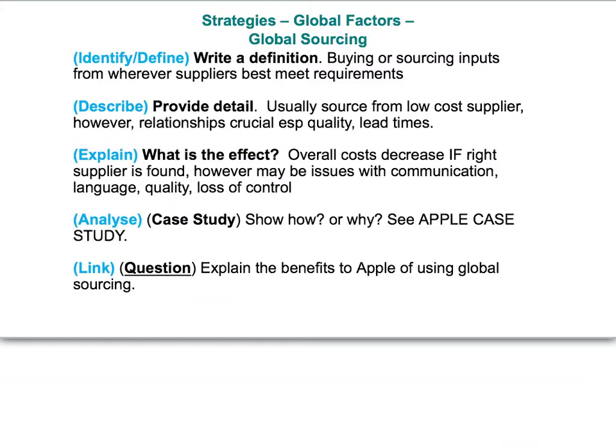Remember, when you're dealing with a country from overseas, the time for shipment can be a lot longer. Overall costs will decrease if you find the right supplier. Of course, the opposite can happen if you find the wrong one. There's going to be issues, of course, with communication, language, quality, and really just a loss of control. I'd like you to have a look at the Apple case study, which talks about this global sourcing issue. So your first question to answer is, explain the benefits to Apple of using global sourcing. And this way you're going to be able to link a case study back to a question on global sourcing.